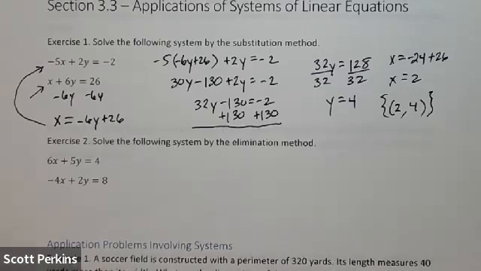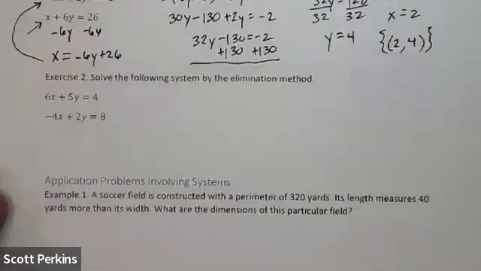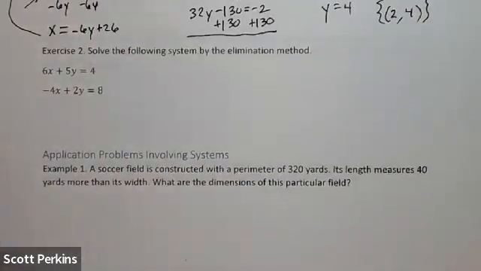All right, exercise 2. Exercise 2 says, okay, we're going to solve this system, but this time I'd like you to do it by the elimination method. Remember the essence of that is you want to pick a variable and cancel it by adding the equations together. Now, it doesn't matter which.